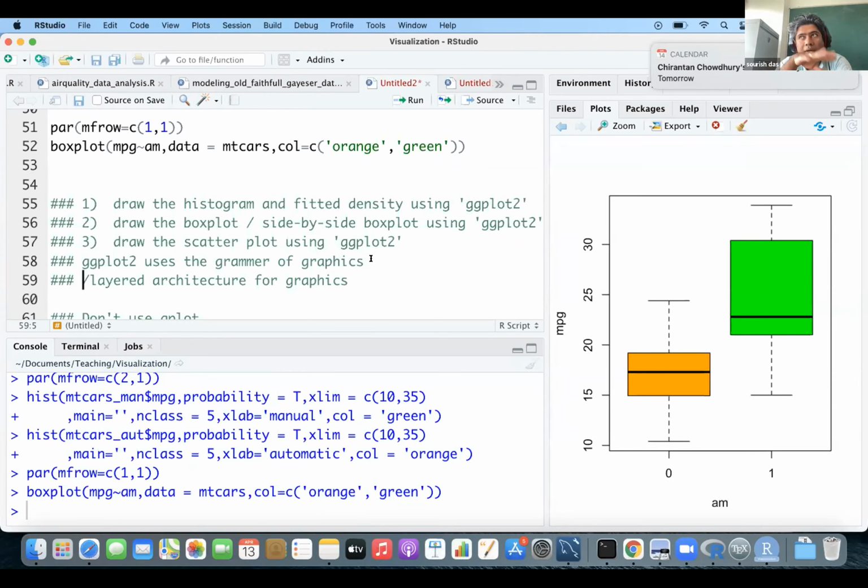First you lay out the foundation. In the foundation you say, okay, on the x-axis you do this, on the y-axis you do this, this is your scale. Then you say that I want this geometric shape or that geometric shape. Then you say, okay, this is my color, this is my aesthetic, and all these things come in layer after layer after layer. That is why it's called layered architecture of graphics, or more precisely, grammar of graphics. So next week we will start grammar of graphics, or ggplot, through ggplot2.